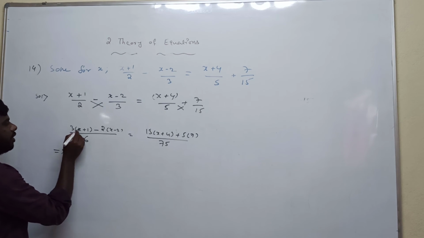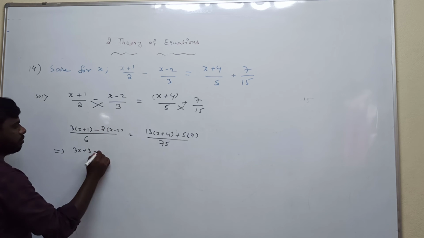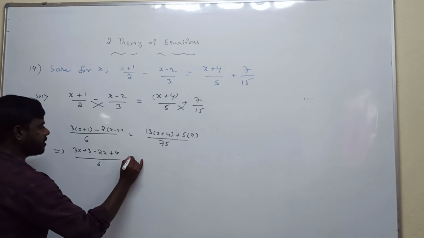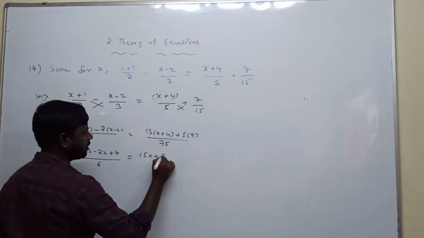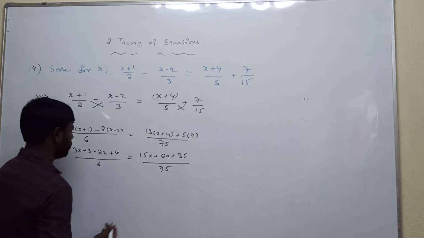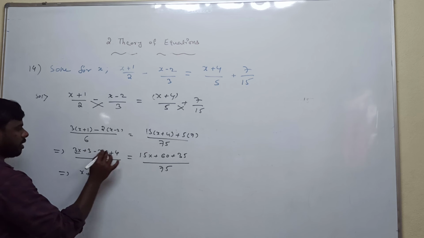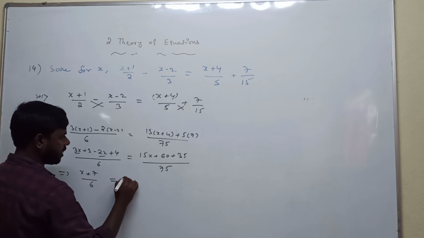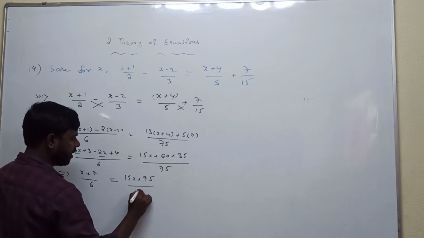First the numerator on the left side. 3 into x is 3x, 3 into 1 is plus 3, minus 2 into x minus 2 gives minus 2x plus 4, divided by 6, is equal to 15x plus 15 into 4 is 60, plus 5 into 7 is 35, divided by 75. Simplifying the left side numerator: 3x minus 2x is x, 3 plus 4 is plus 7, divided by 6, equal to the right side: 15x as it is, plus 60 plus 35 is plus 95, divided by 75.